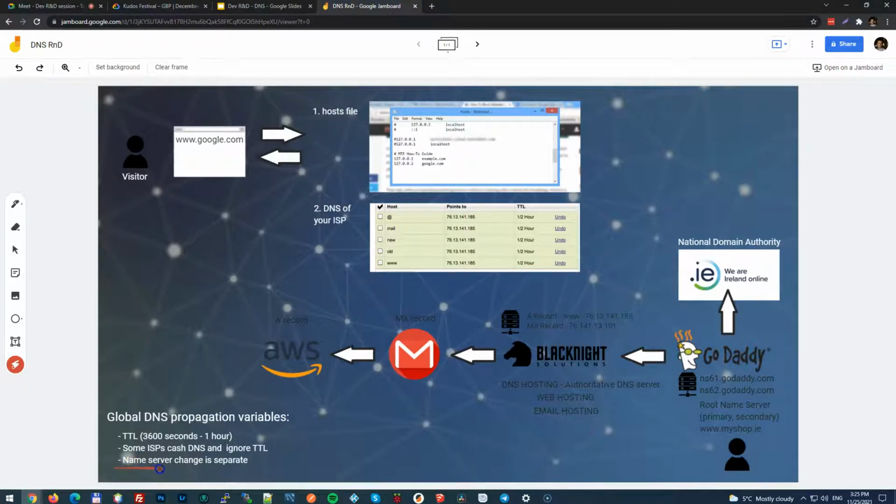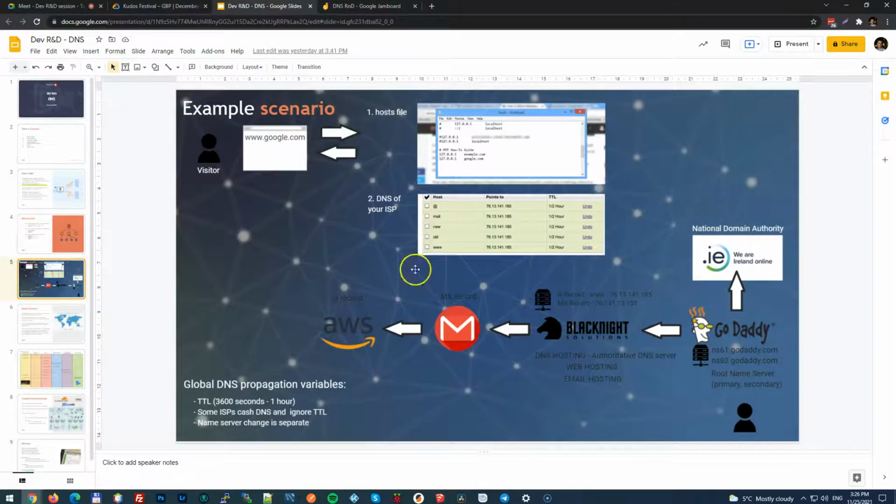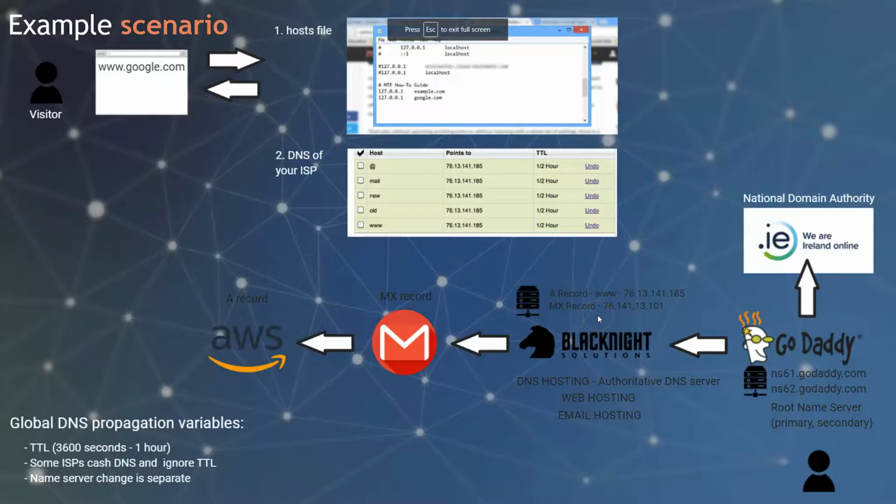And the last thing, just a quick note, is that the name server change is separate from the DNS records, right? You can see that in our case here, all the DNS records are with Black Knight, but not the name server records. They are with wherever the domain is registered, in this case GoDaddy, right? Okay, so we're done with this one now. Let's go back to here and switch to the next.